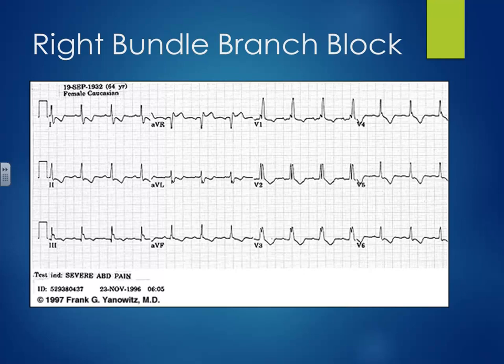All right. Now, you see it's pointing up here in V1, so we're looking at a right. Now, what do you notice about it here in V2? It does have the rabbit ears, right? So essentially what you have here is two entirely different complexes. The left and right bundle branches are not in sync together, all right? So what you see is an R wave for the right bundle branch and an R wave for the left bundle branch. Does that make sense?